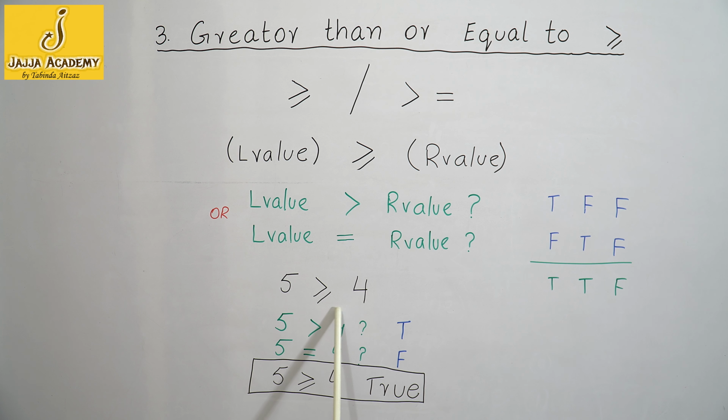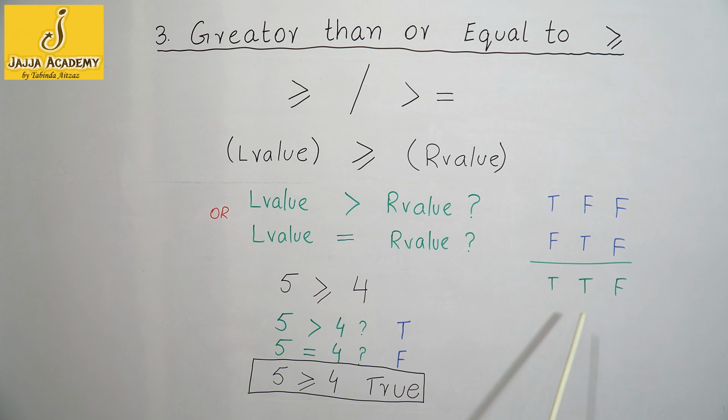This comparison will be done in two steps. Is 5 greater than 4? Yes, 5 is greater than 4. So the first condition will be true, but the second condition, 5 is equal to 4. As we know, 5 is not equal to 4. It can be greater than 4 but it is not equal to 4. So this condition will generate a false output.